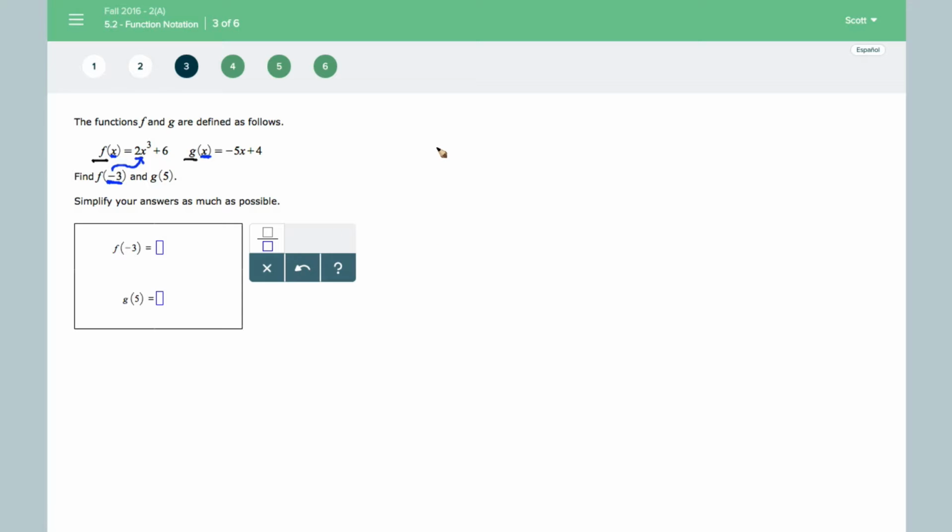And we rewrite the problem. 2 times -3 to the third power plus 6. Now notice I just put the negative 3 in parentheses around where the x was, and that's all that's included. So this exponent applies only to the parentheses. So it's negative 3 times negative 3, that's 9. One more time, because there's a 3 there. 9 times negative 3 is negative 27.